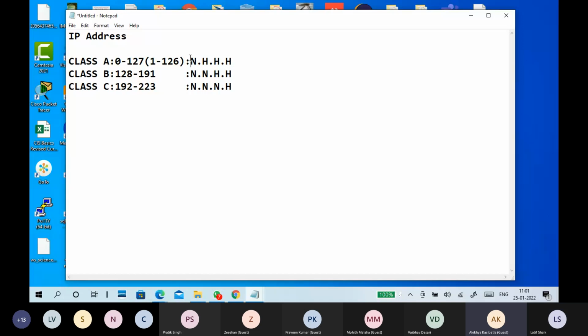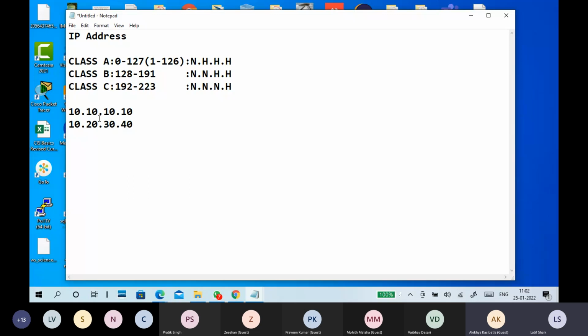So in a class A, the first portion is the network portion. It means if you take class A IP addresses, the first octet must be the same. Otherwise, they won't communicate with each other. If you take a class B IP address, make sure that the first 2 octets are the same as the other IP address. For class C, the first 3 octets must be the same. So for example, I will take one IP address, 10.10.10.10, and 10.20.30.